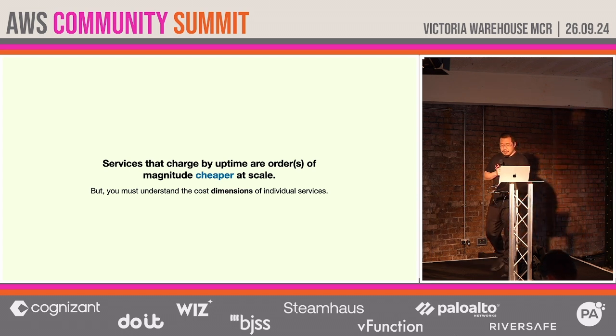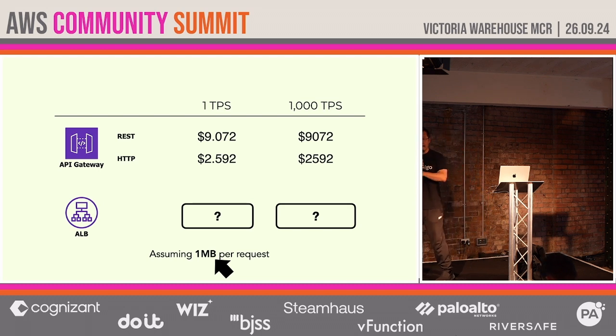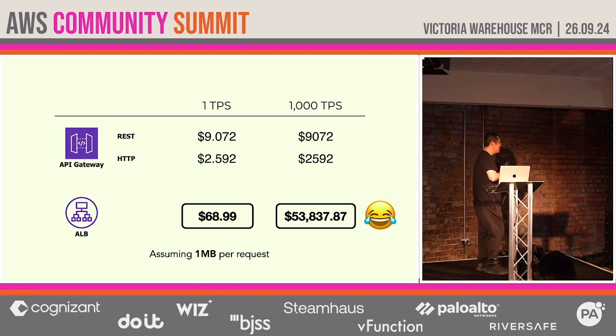because what happens if our API is not doing 1 kilobyte per request, it's doing 1 megabyte per request? What do you think this number becomes? Not even funny. Because bytes processed is one of the dimensions that ALB charges you on. So based on that dimension, your cost is going to massively blow up when using ALB compared to something like API Gateway, where you're still paying for the data transfer cost, but it is a much smaller component compared to the actual request cost.